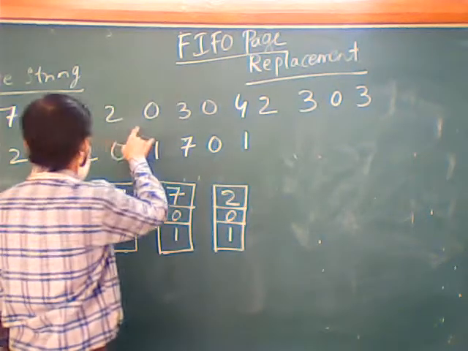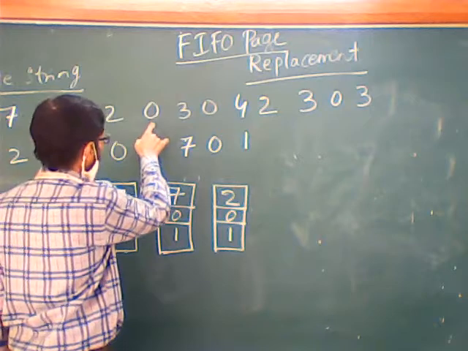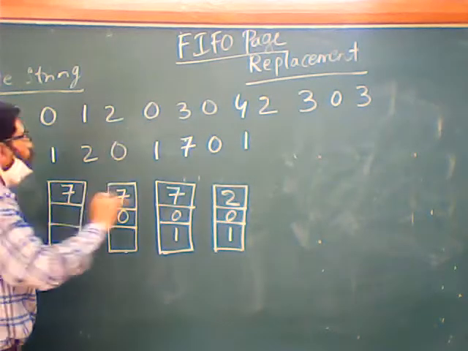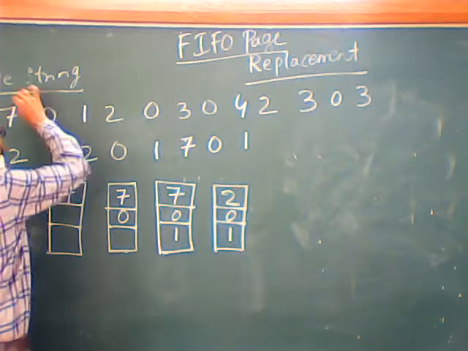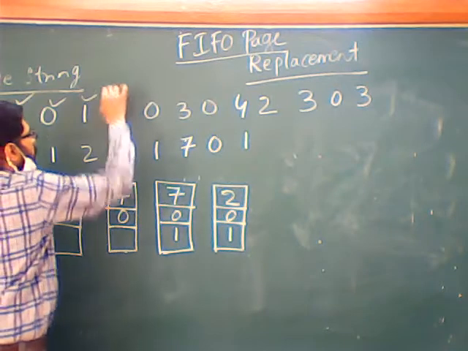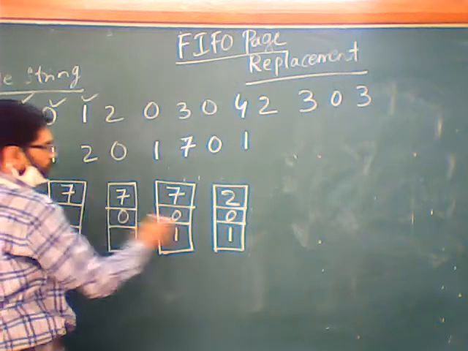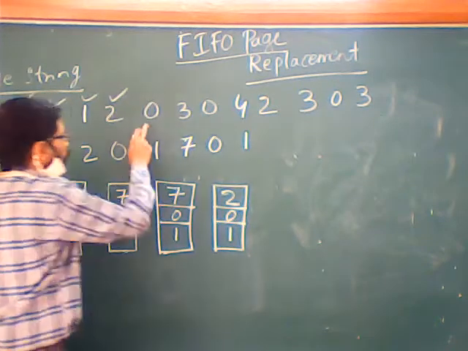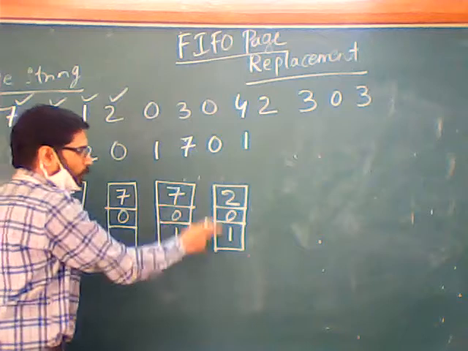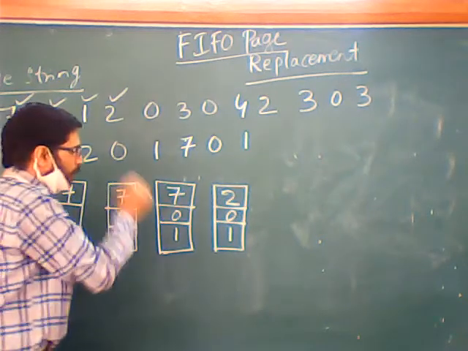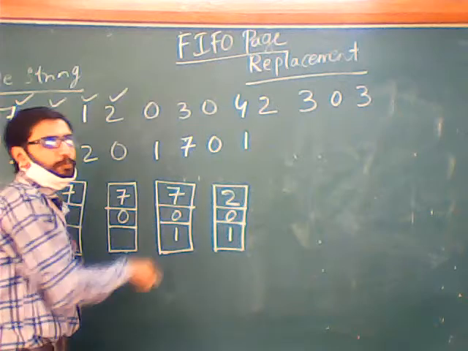Next, what do I need to refer to? After this, I need to refer to 0. Once you complete this, because the string will be too big, for your understanding you can put a tick mark on what you have completed, so that it will not be confusing. So we have completed 2. Next I need to refer to 0. 0 is already there, no need to change it. So there is no page fault.